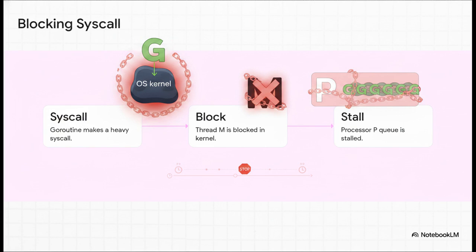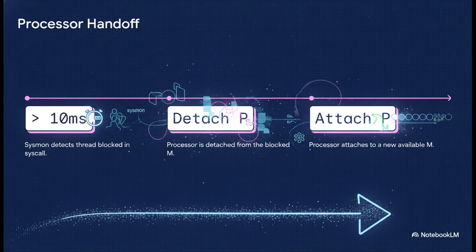Execution on that specific thread is completely halted. Now, keeping our GMP model in mind, that OS thread is currently bound to a processor, a P, which holds a local queue of other Go routines just waiting for their turn. If the thread is stuck, that entire queue is totally stalled. To prevent stalling that entire queue, the runtime performs this highly coordinated handoff.